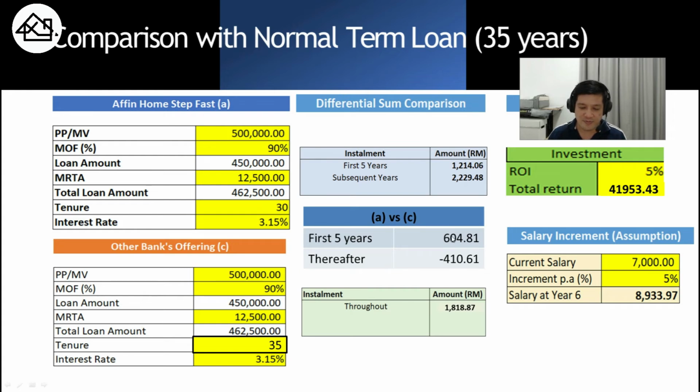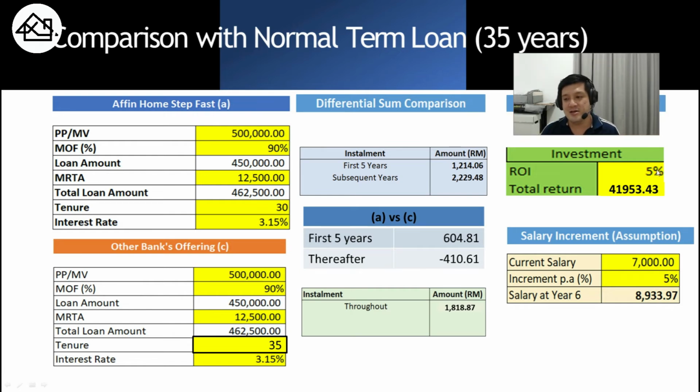And going to this, if you compare the differential sum, you are still putting back money 600 over ringgit a month, which is, of course, thereafter you have an extra of 200 ringgit, which is 410, you'll be negative 410 from year 6 onwards. You put this in the investment, which has 5% return a year, you will get around 42,000 at the end of 5 years. Okay, this salary here is the same as the previous slide. Next up, we go.